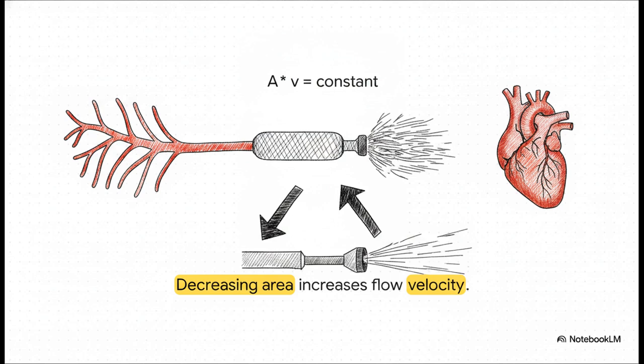The dimensions tell the whole story here. Area is square meters, and velocity is meters per second. Multiply them together, and you get cubic meters per second. That derived unit is the volume flow rate. It mathematically proves why squeezing a hose speeds up the water. The volume per second literally cannot change.